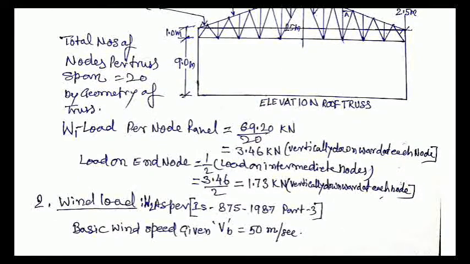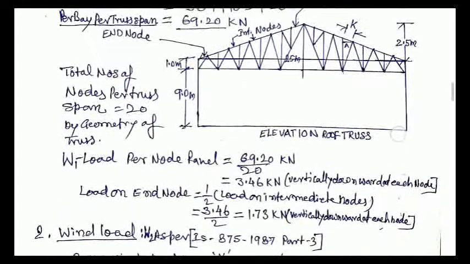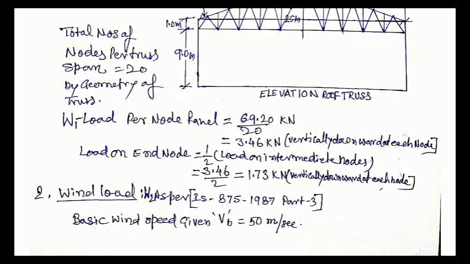Now total number of nodes per truss span is 20, 10 each side. Now W1 load per node panel. So we have calculated the load for a per truss span. Now the total load for per node panel should be 69.20 kilonewton divided by 20, because total number of bays are 20. So this will be the load on per bay width, 3.46 kilonewton.